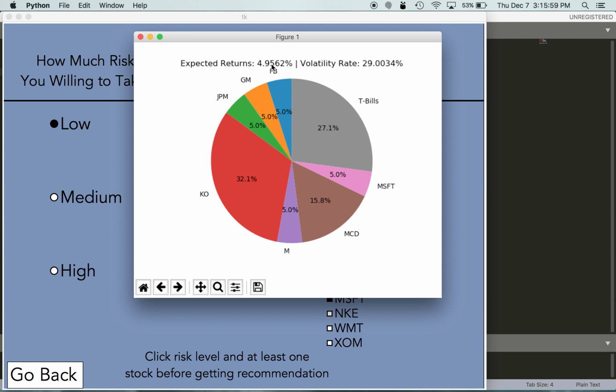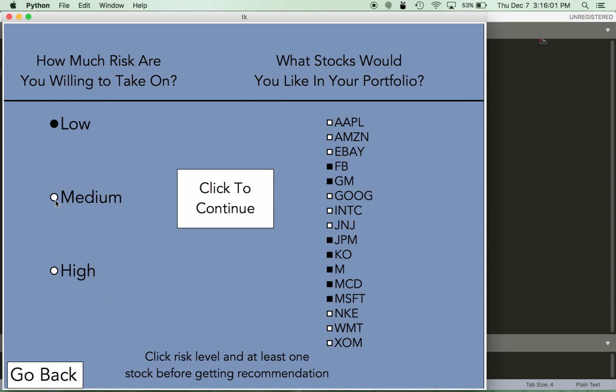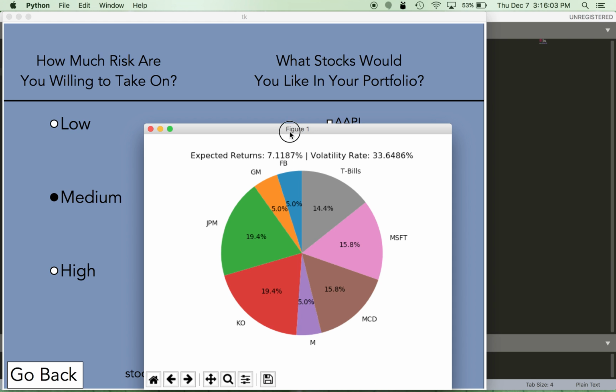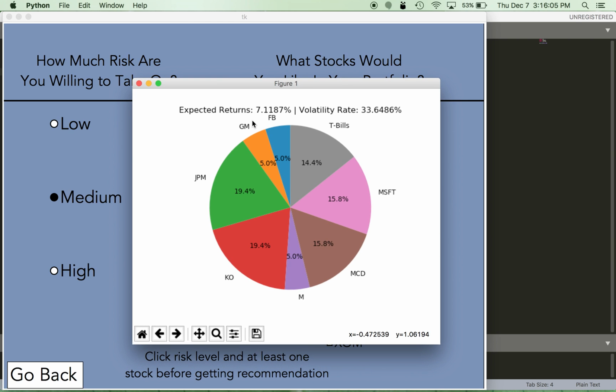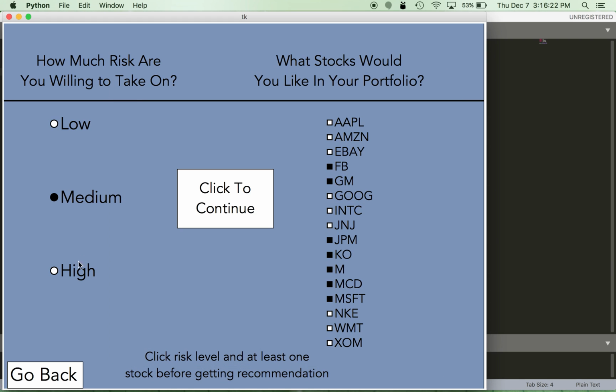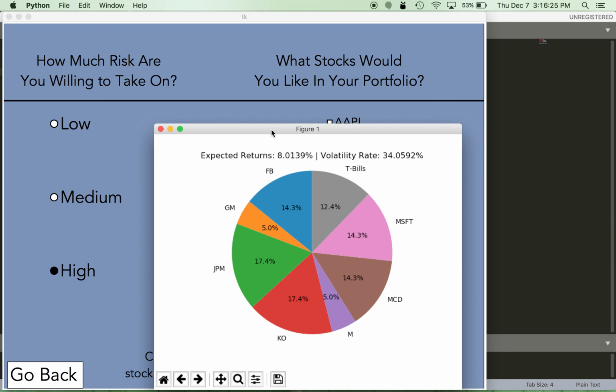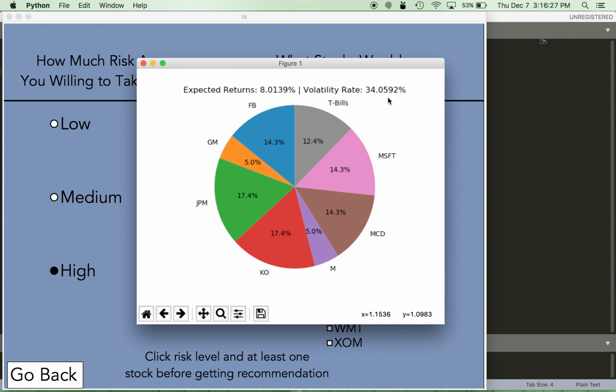If you look at the medium risk, you'll see that the expected returns go up from 4.95% to 7.11%, and the volatility rate also goes up, because this user is able to take more expected returns, but that's at the cost of a higher volatility rate. And you can see that the stock proportions and distributions of how the portfolio is spread out change. Obviously if you go to high, it'll be even higher expected returns, but an even higher volatility rate, with a different distribution of stocks.